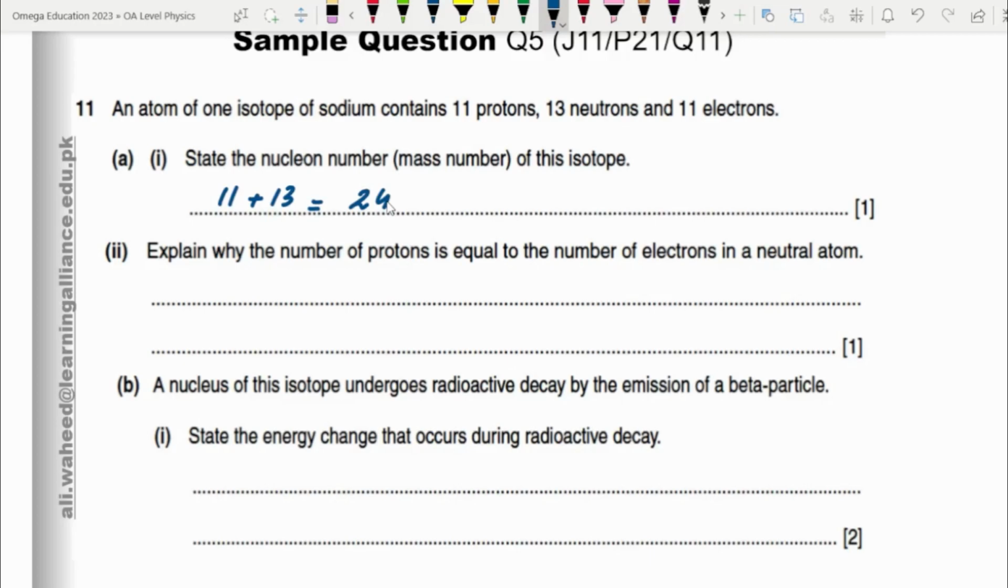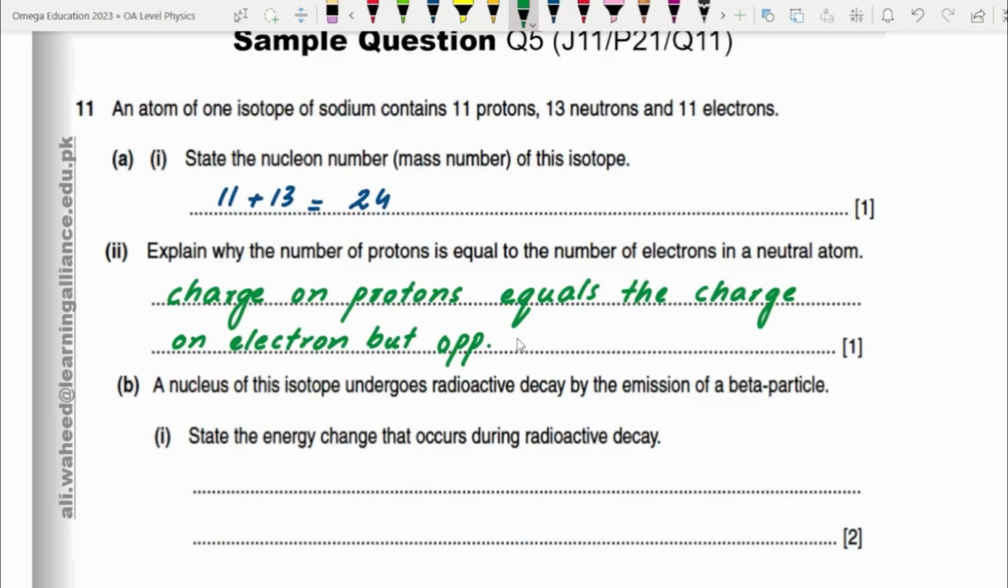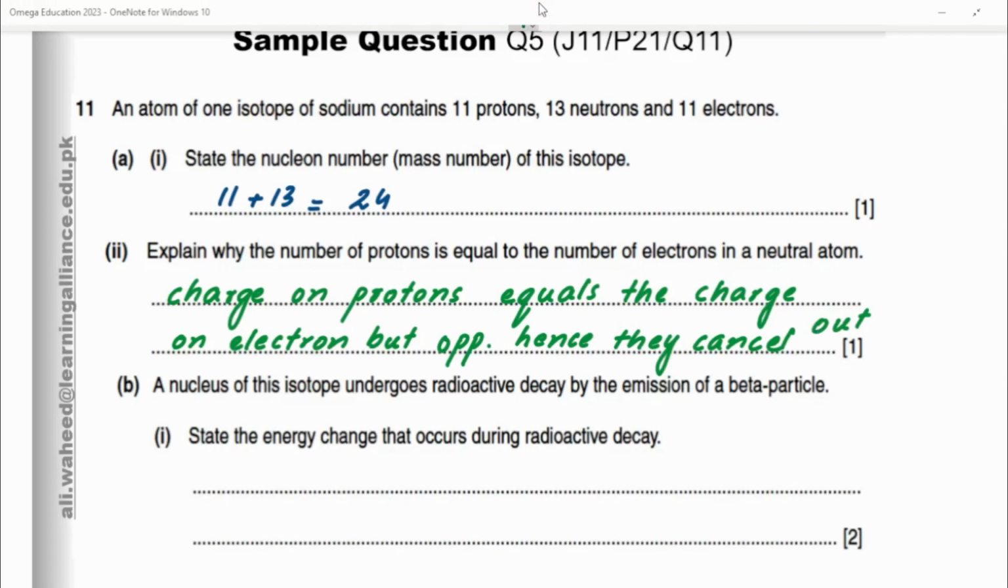Explain why the number of protons is equal to the number of electrons in the neutral atom. Okay, you can phrase it in a better way: the charge on a proton is equal and opposite to the charge on an electron, and hence they cancel out each other and the atom would be electrically neutral.